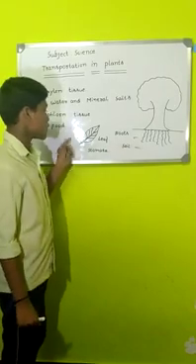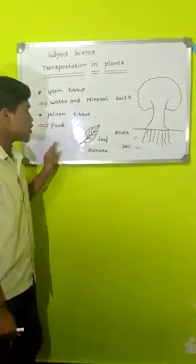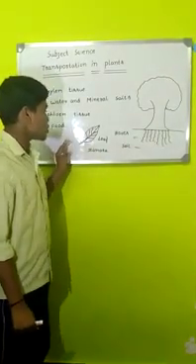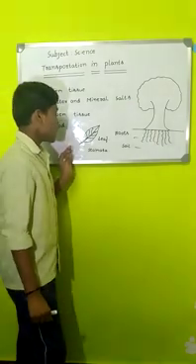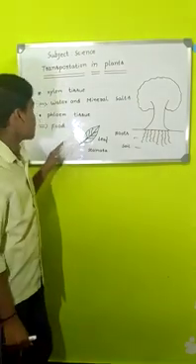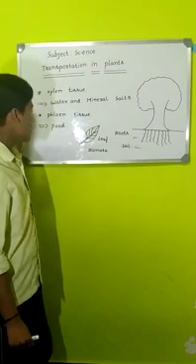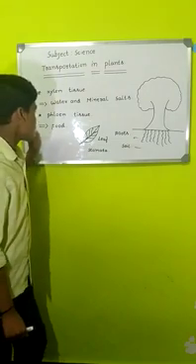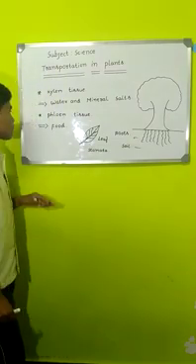The suction pressure which is created during the transpiration helps the xylem tissue to move the water upwards and it helps to regulate the temperature. This is the function of the xylem tissue. Now let us know the function of the phloem tissue.